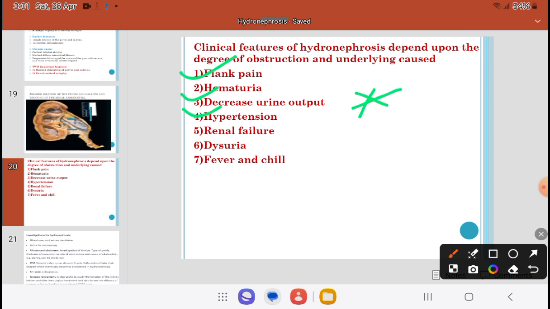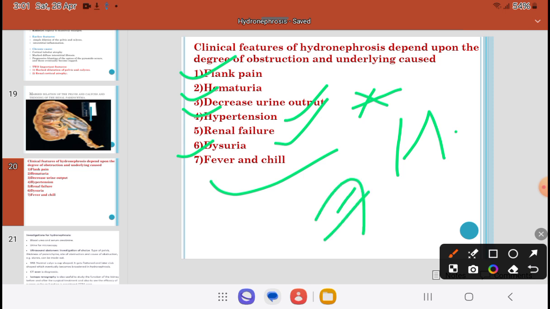And of course, there is a problem in the kidney. So the patient may have hypertension, and long term it leads to renal failure, and the patient also experiences symptoms like dysuria, and in some cases fever and chills are also present in a patient with hydronephrosis. These are the clinical features that are present in a patient with hydronephrosis.